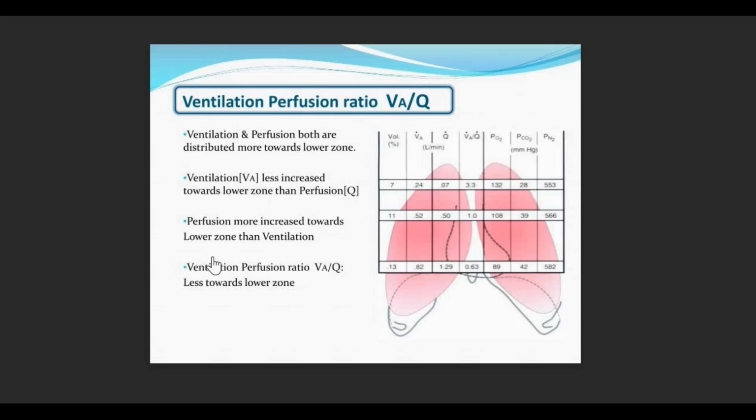Perfusion is more increased towards the lower zone than ventilation. So since the perfusion is more increased, perfusion Q, that is the denominator, increases towards the base more than ventilation. If you look at the VQ ratio, it drops. VQ ratio is less towards the lower zone. So how does prone position help to improve VQ ratio or gas exchange? Or how does it help in ARDS or in COVID-19 patients?